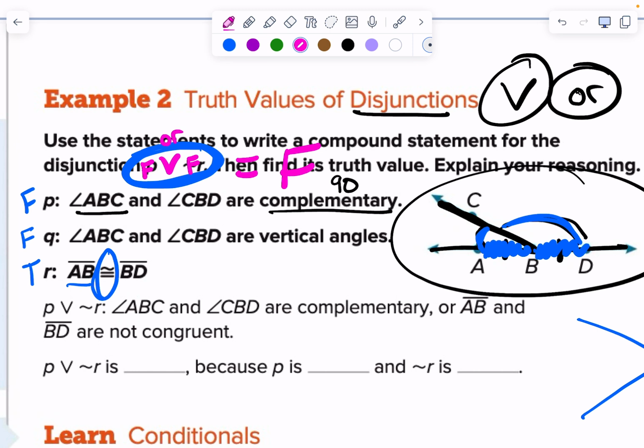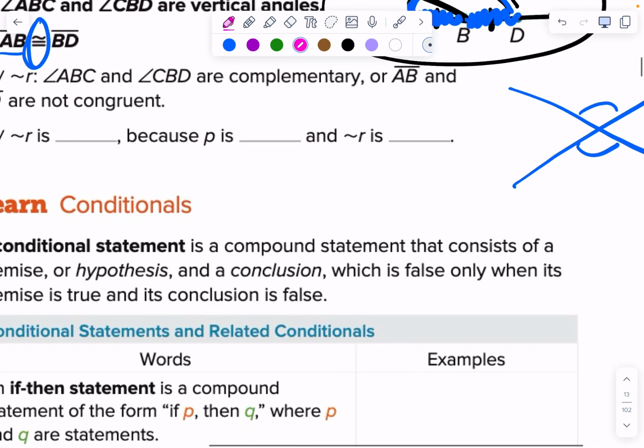When I'm asking, is this one or this one, I don't have to write the statement out. I'm just doing it the shorthand way. It says, use the statement to write a compound statement. I don't want to do that. I want to just find out whether it's true or false. So, is that one or that one true? They're both false, so the whole thing's false. You see how this works?